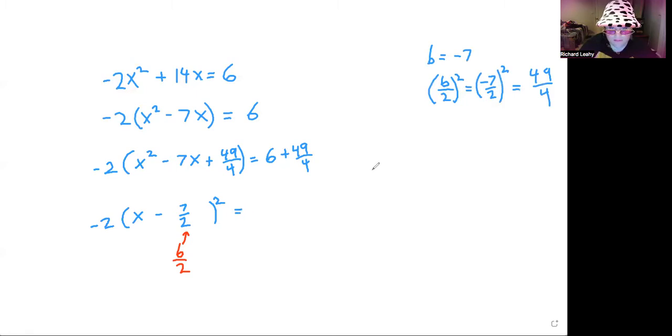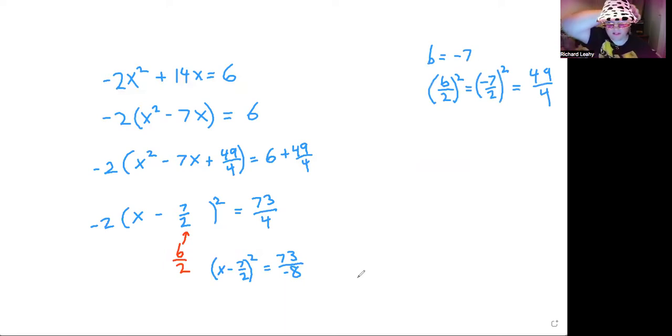This, on the other hand, is a bit of a pain. I'll say this is like 73 over 4. So to solve this, you would divide by that negative 2. To make this negative 8. Then you would take the square root of that. This is not even a real answer. You're going to take the square root of a negative number. So this one would actually have no real solutions.